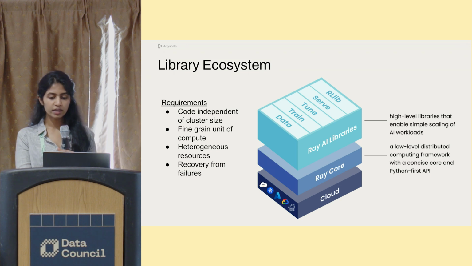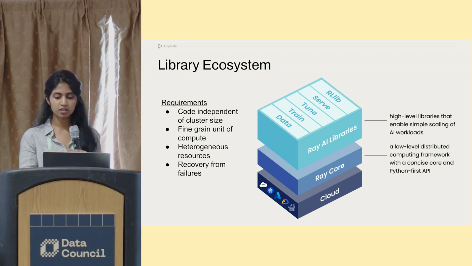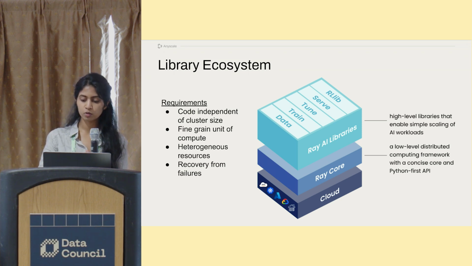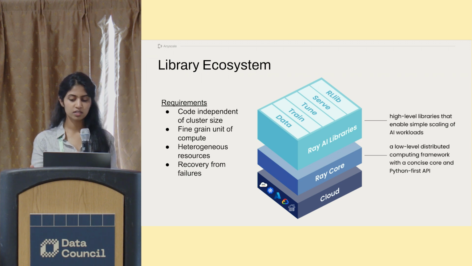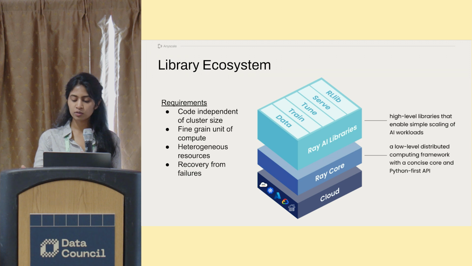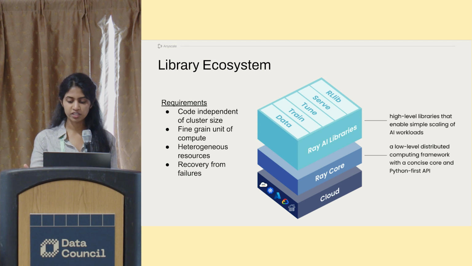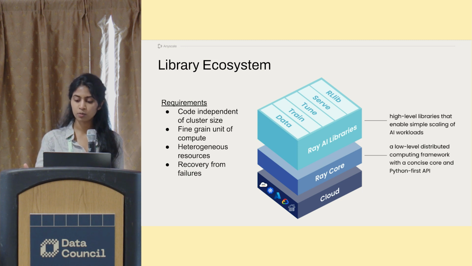So on top of the Ray core foundation, Ray provides a very rich library ecosystem for the most common ML workloads. And these libraries directly solve the challenges for scaling ML training. The requirements we previously saw across the different ML workloads are solved at the Ray core layer itself, and they allow libraries to be optimized for their specific workloads. So, for example, Ray Data takes advantage of the heterogeneous resources and fine-grained operations as a unit of compute. And this allows scaling up CPU-only nodes for preprocessing.